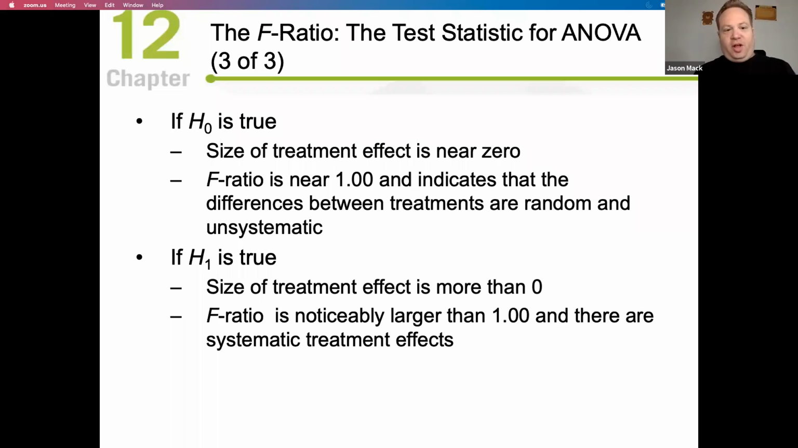The F ratio: if the null hypothesis is true, the size of the treatment effect is near 0. The F ratio is near 1 and indicates that the differences between treatments are random and unsystematic. If the null hypothesis, however, is false, the size of the treatment effect is more than 0. The F ratio is noticeably larger than 1, and there are systematic treatment effects.